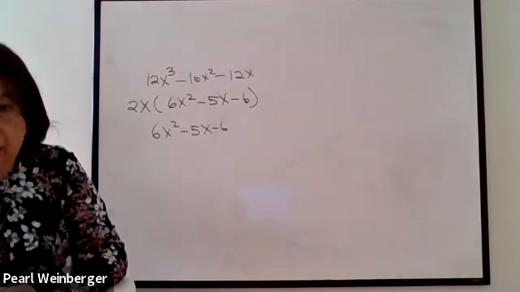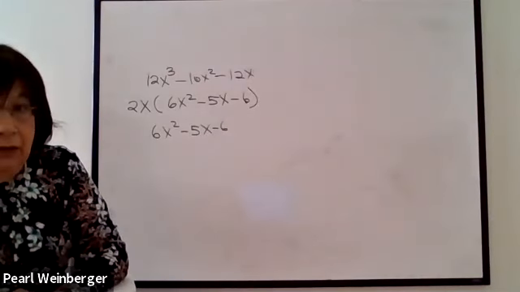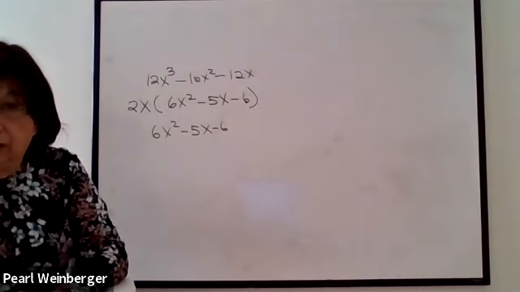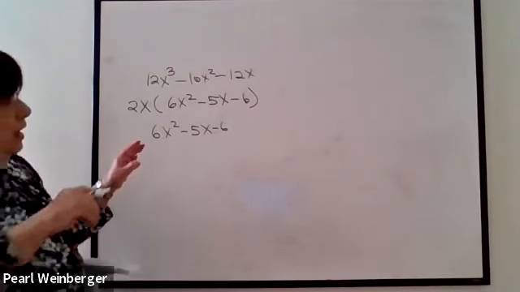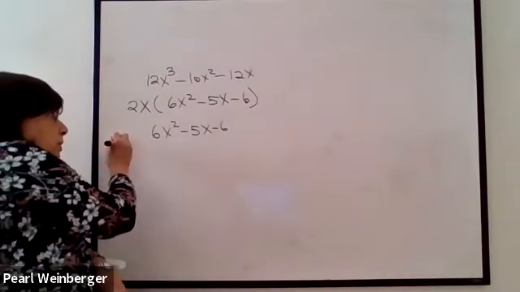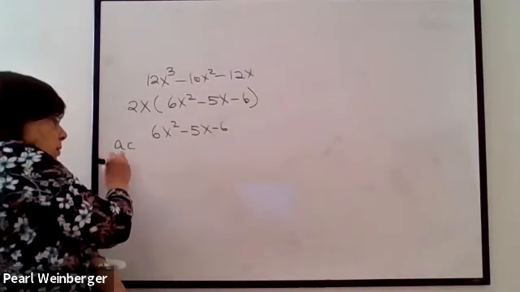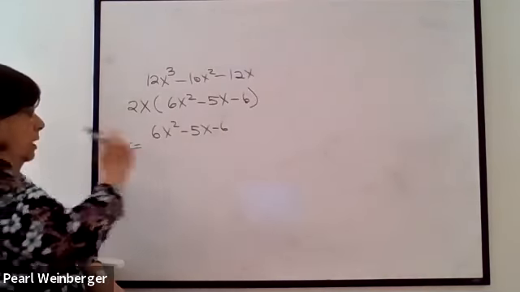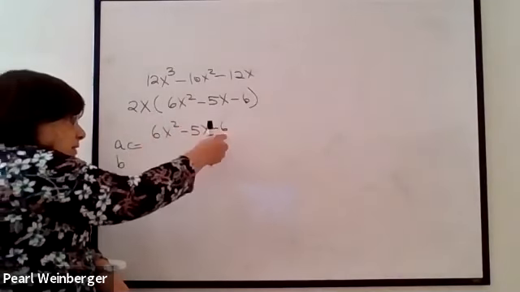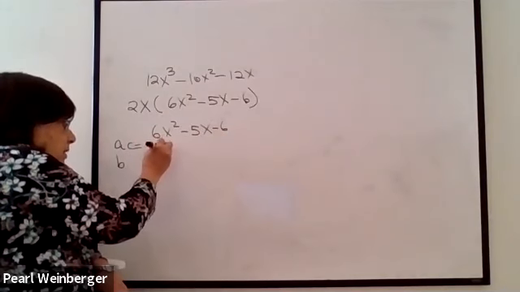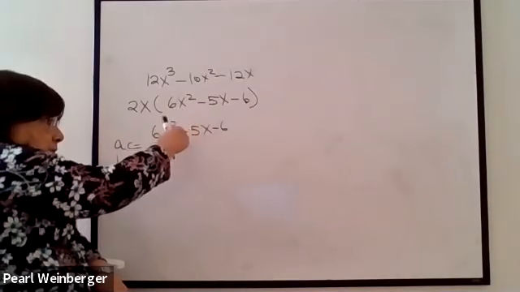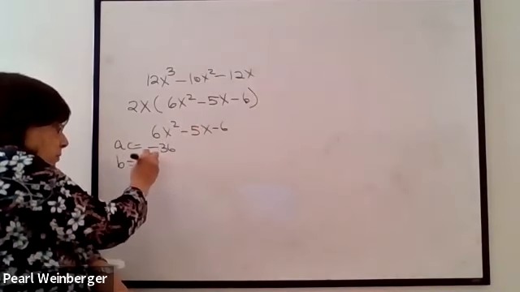Whenever I do something like this, I don't stop right here. I ask, is it possible to factor this any further than we did? Since this is a trinomial, I'm going to try doing it by the AC method. Okay, what is our AC? Our A is 6 and our C is negative 6. So 6 times negative 6 gives me negative 36. And the B, the number in front of the x, is negative 5.